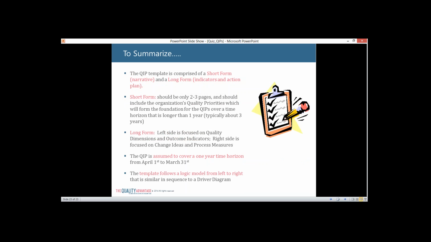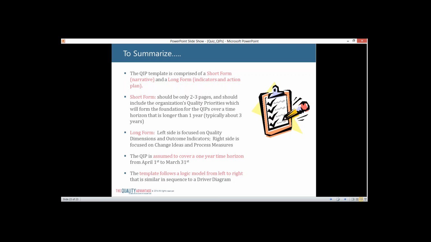So that's the end of the content for this webinar. Let's just summarize what we've covered. The Quality Improvement Plan template, which is developed by Health Quality Ontario, is comprised of both a short form, which is a 2 to 3 page narrative, and a long form, which includes indicators and an action plan, and that is currently housed in a portal on HQO's website, and I do believe it's possible to download an Excel, PDF or non-PDF version of it from their website.